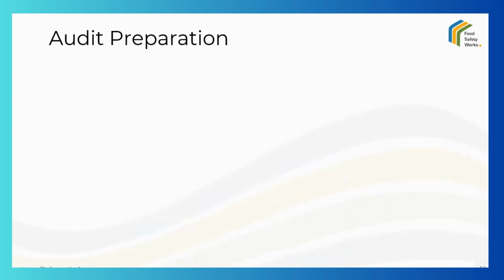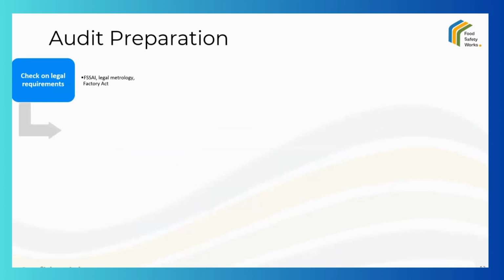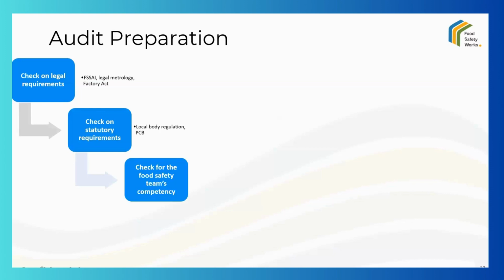Then comes audit preparation. First, you will have to check up on your legal requirements. Are you meeting your legal standard requirements, your legal metrology, factory rules, or your boiler licenses, FSSAI license? All of those should be updated and in place. Check on your statutory requirements, your pollution control board requirements, or your municipality requirements. All of those are updated. Then check the competency level of your team.